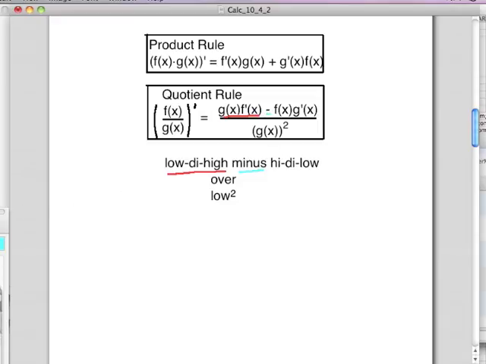That's the one you're going to forget to distribute, but not if you take the negative sign seriously. And that's high d low. So this is the upper function f of x times g prime of x all over low squared and low. So it's low d high minus high d low over low squared. That is the quotient rule. You just have to identify your f of x and g of x before you can use the quotient rule. Okay, do an example, but I'm out of time, and well, I hope that was helpful.